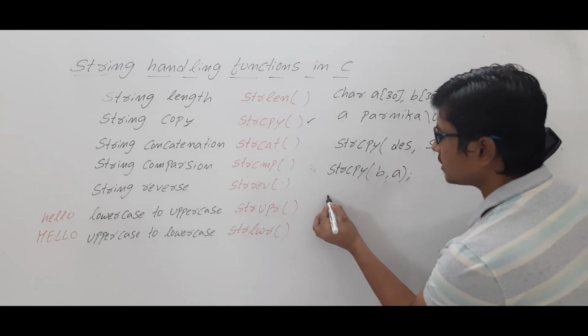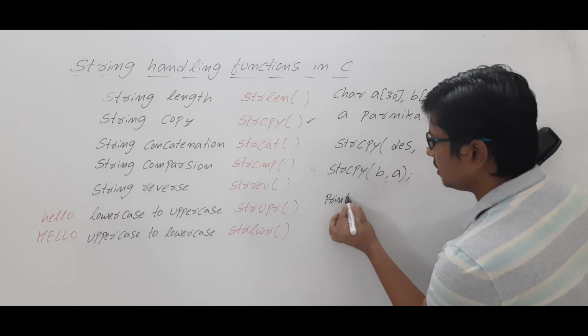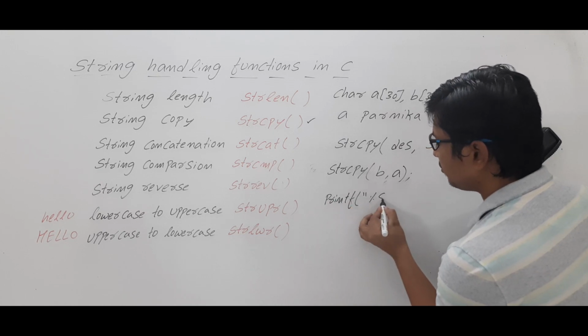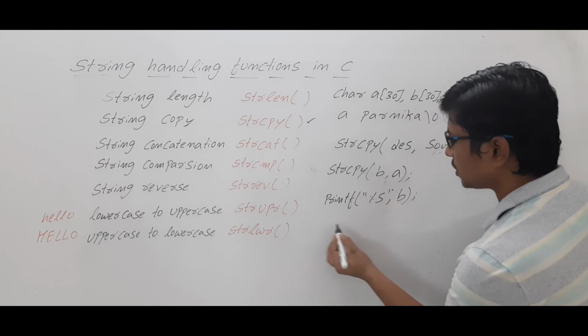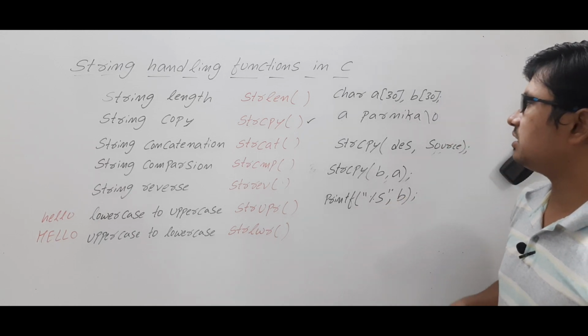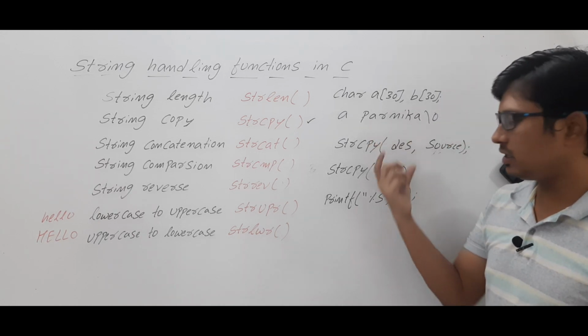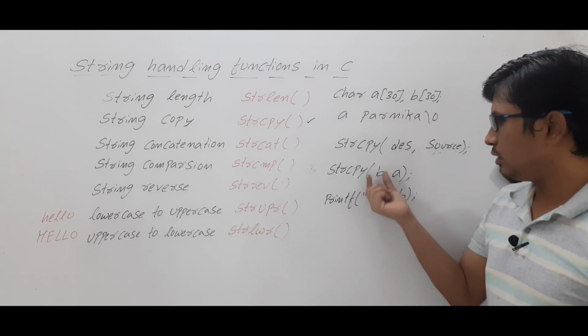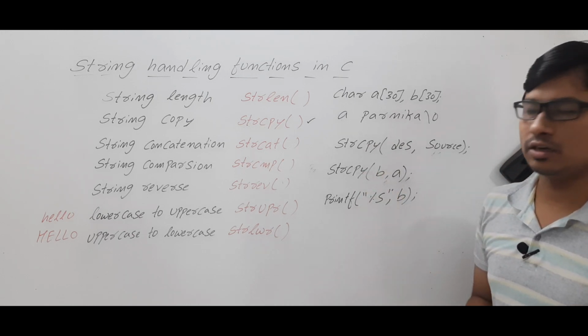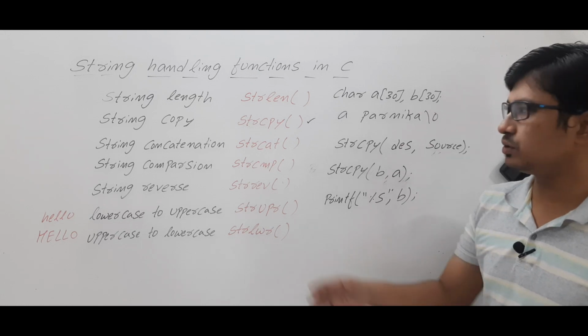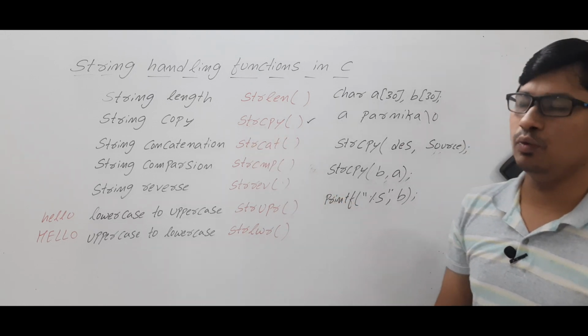If you display the string in the array B using the printf function, you will get the output as Parnika, because in the array A you have a string called Parnika. That string will be copied to the array B and displayed as output. I hope you have understood how strcpy will work.